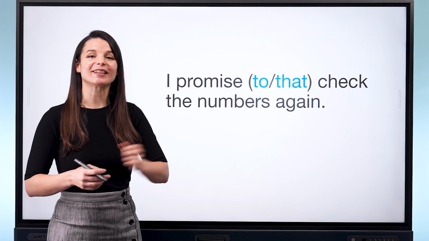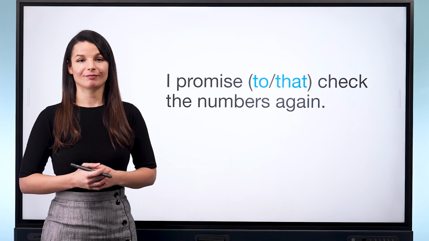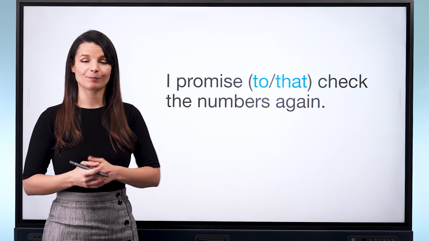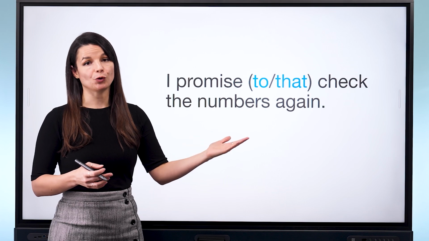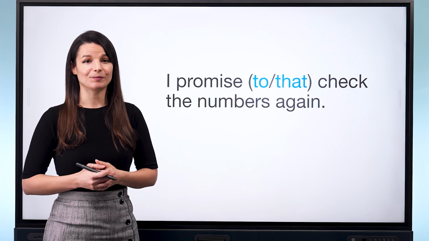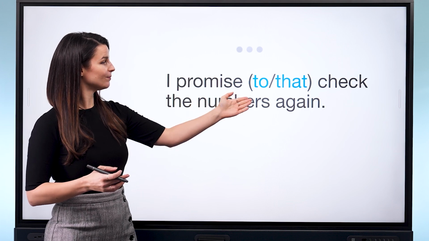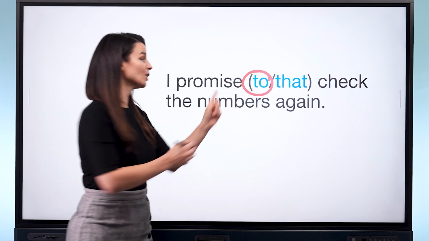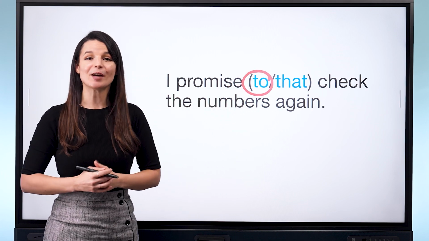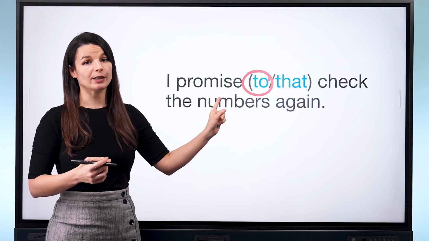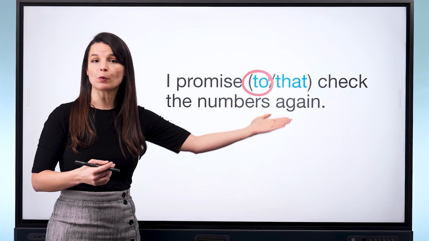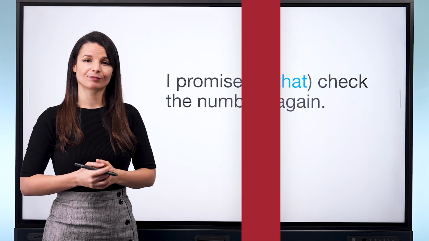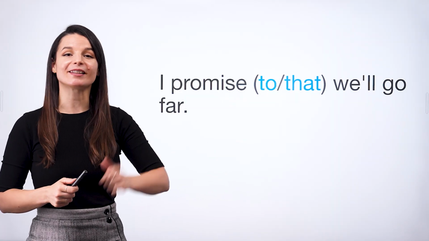Choose the best answer to complete the sentence. Ready? I promise to, or that, check the numbers again. To. I promise to check the numbers again. To is used here because there is no pronoun plus will afterwards that could form a simple future tense phrase with that.